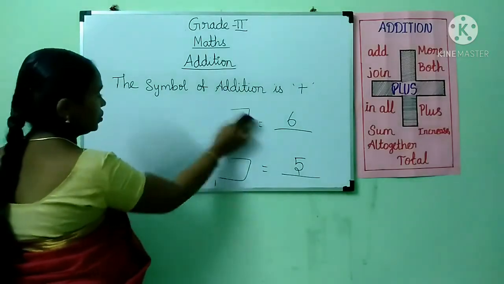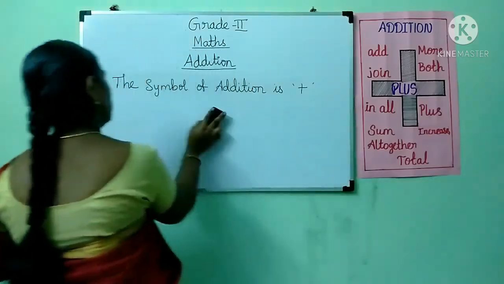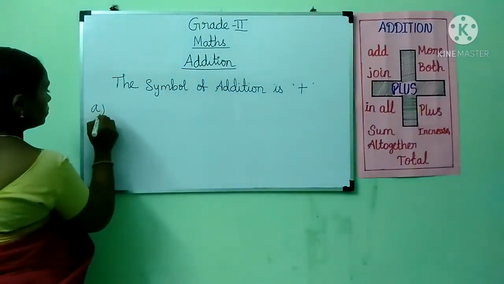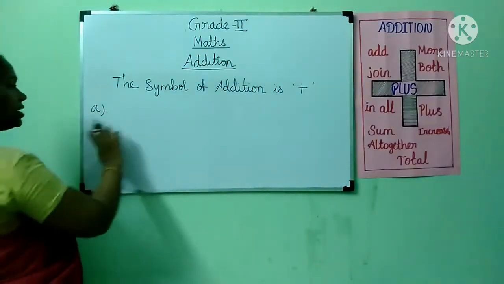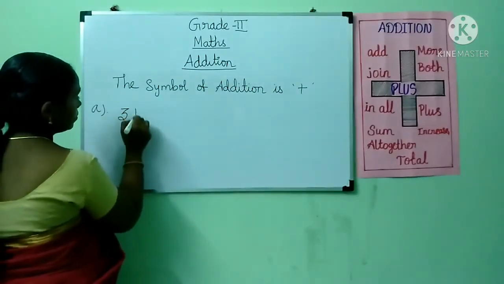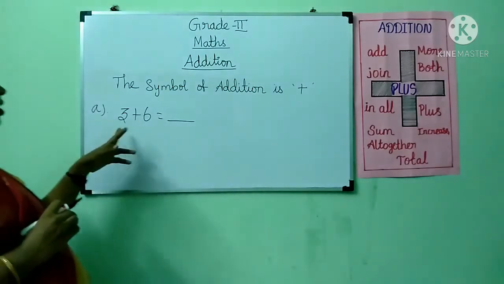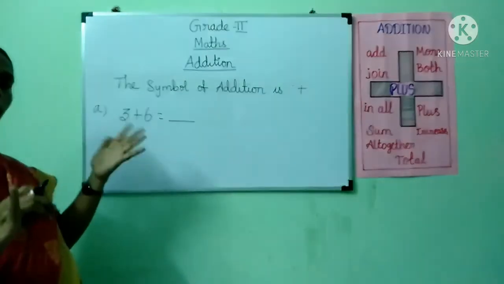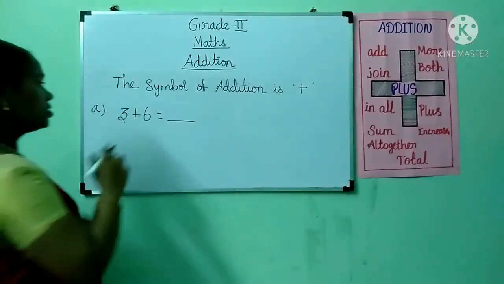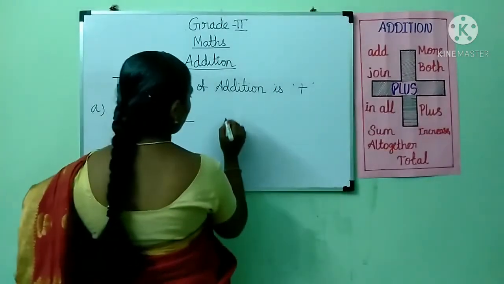The next one have seen 1 digit addition. 2 types of 1 digit addition, horizontal wise and vertical wise. See here, what will come? 3 plus 6, 3 in the mind, 6 in the finger, 3 after 4, 5, 6, 7, 8, 9. So answer is 9. Are you clear, children?